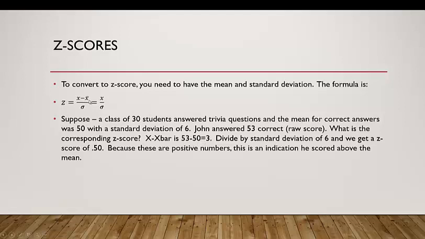So that's the top half of our formula. Divide that by the standard deviation of 6. 3 divided by 6, we get a z-score of 0.5. Automatically we know, because this is a positive number, this is an indication he scored above the mean. Alright? So let's take another example here.